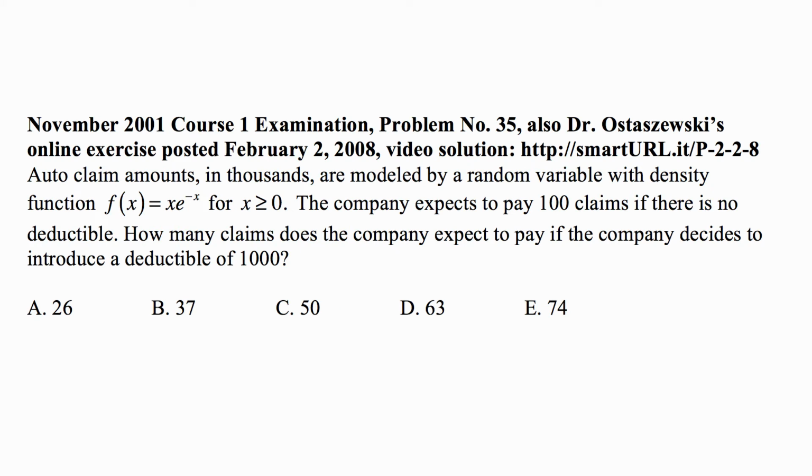Here's a problem for today for exam P, probability. Auto-claim amounts in thousands are modeled by a random variable with density function equal to x times e to the minus x for x greater than or equal to 0. The company expects to pay 100 claims if there is no deductible. How many claims does the company expect to pay if the company decides to introduce a deductible of 1,000?